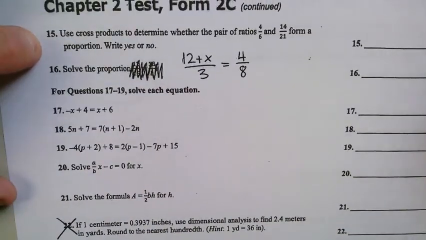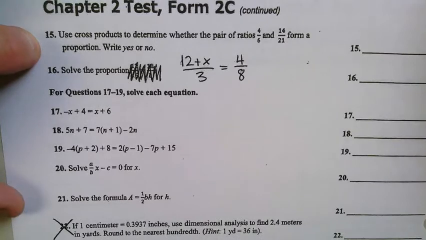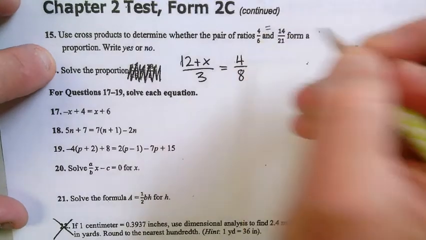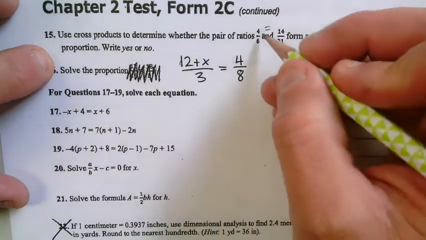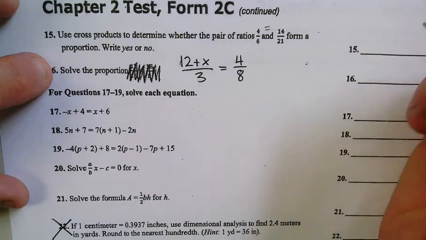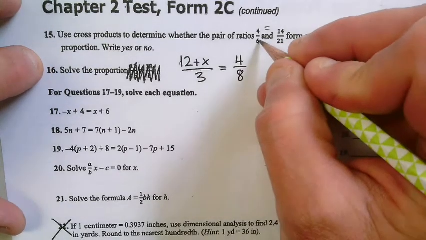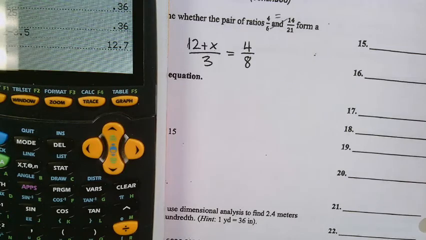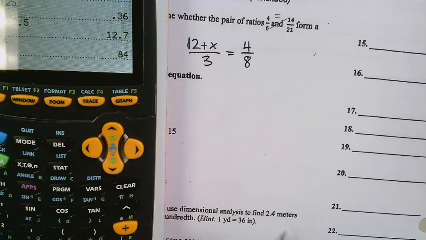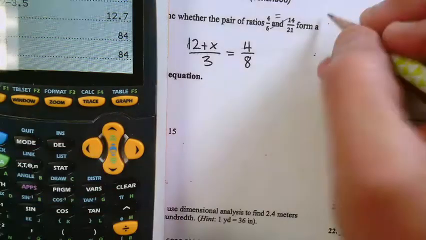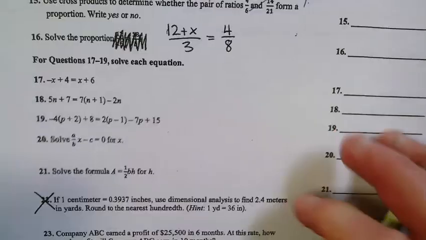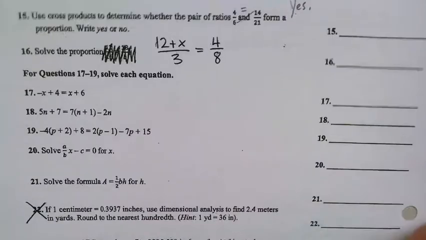use cross products to determine whether the pair of ratios form a proportion, right? Yes or no. Remember, a proportion is, are they equal, okay? One way to check this, you could divide both these out. If it's the same decimal, it's the same. If you cross multiply, I'll do that. 6 times 14 gives us 84. 21 times 4 gives us 84. Yes, these ratios do form a proportion, equal ratios, okay?